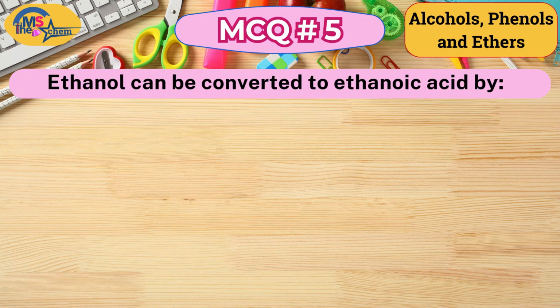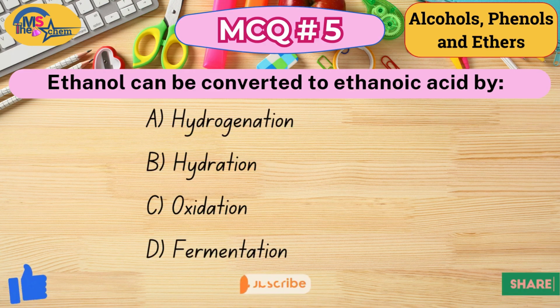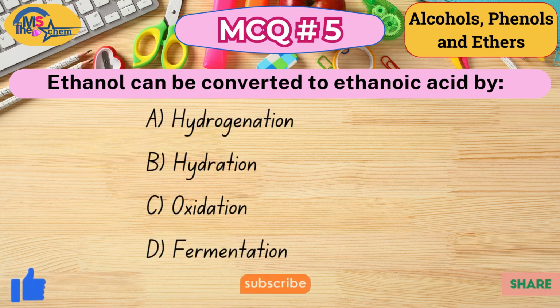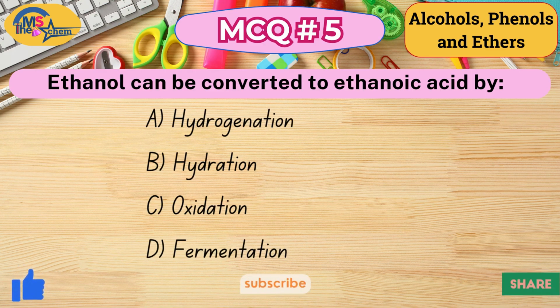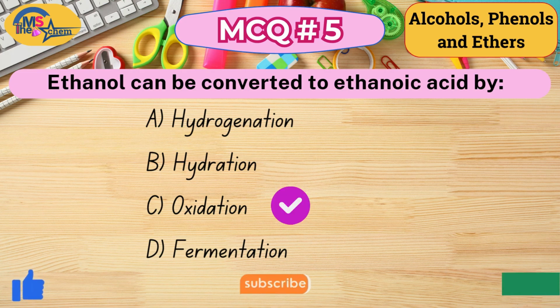And now question 5 is ethanol can be converted to ethanoic acid by. Here are the four options given. Option A is hydrogenation, option B hydration, option C oxidation, and option D fermentation. The true answer to this question is option C, that is oxidation.